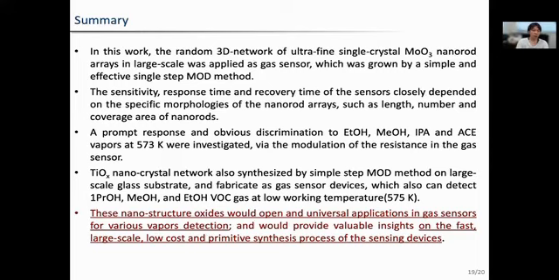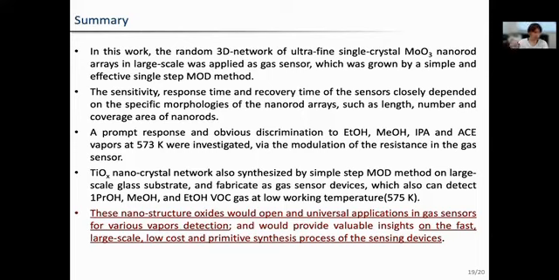The sensitivity, response time and recovery time of the sensors closely depended on the specific morphologies of the nanorod arrays, which are the length, number, and coverage area of the nanorods. The titanium oxide nanostructure can also be synthesized by the simple single-step MOD method on large scale glass substrate and fabricated as gas sensor devices, which can also detect 1-propanol, methanol, and ethanol VOC vapor gas at low working temperature, about 350 degrees Celsius.